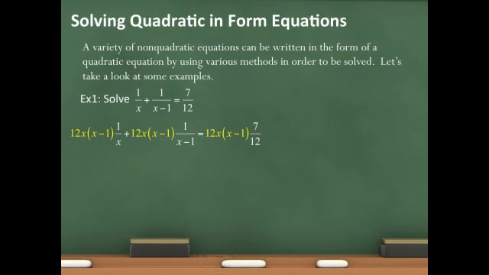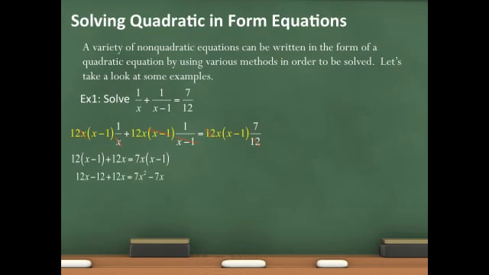Note that in doing this, you should be able to cancel or simplify. For example, when we multiply 1 over x by 12x times x minus 1, the x's will cancel out. When we multiply 12x times x minus 1 to 1 over x minus 1, the binomials cancel out. When we multiply 12x times x minus 1 to 7 over 12, the 12's cancel. This gives us the equation 12 times x minus 1 plus 12x equals 7x times x minus 1.